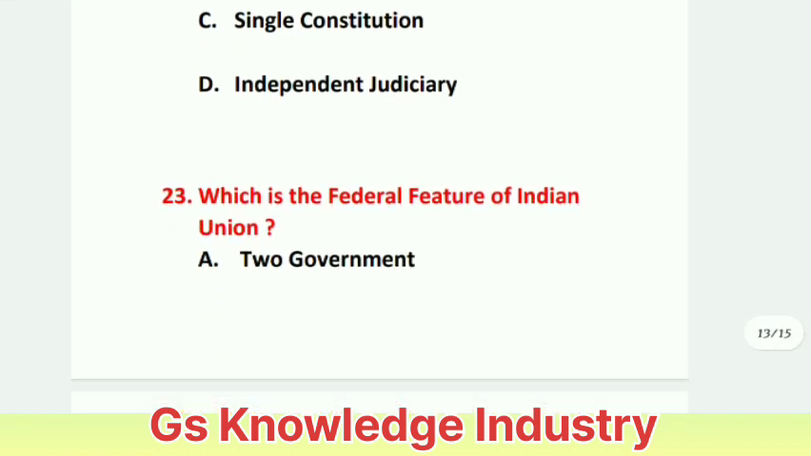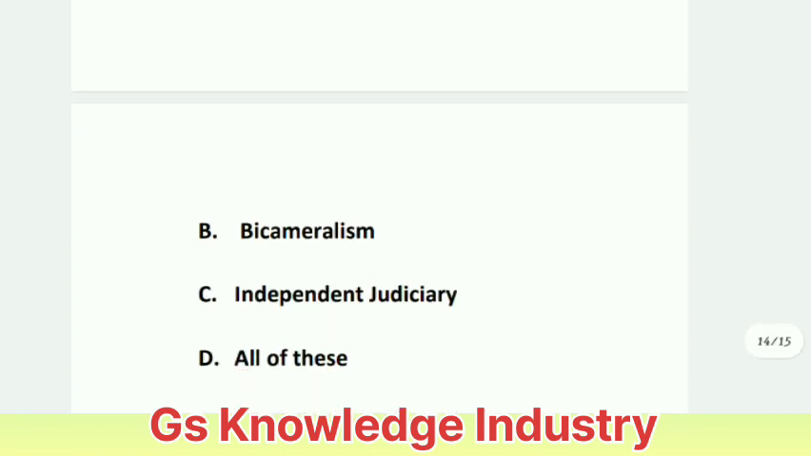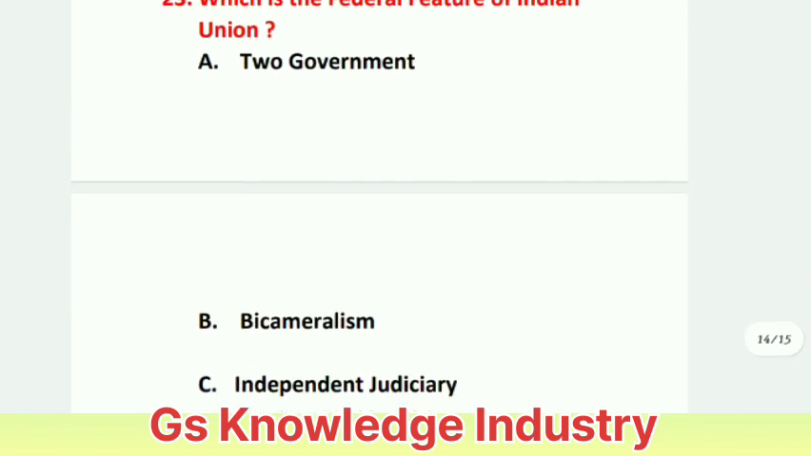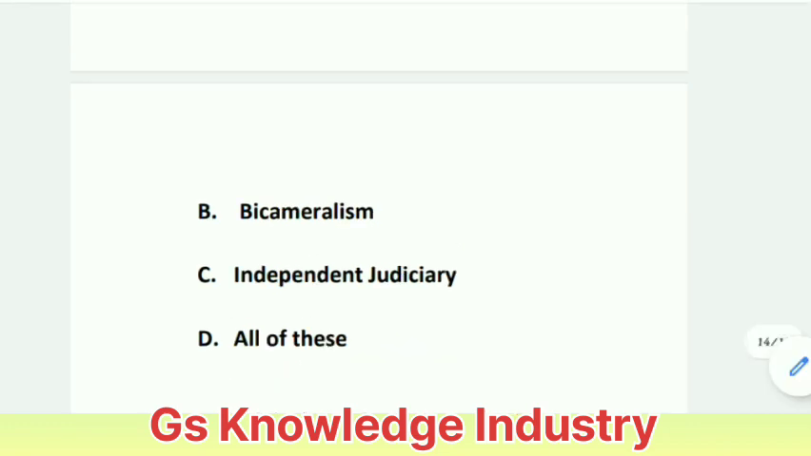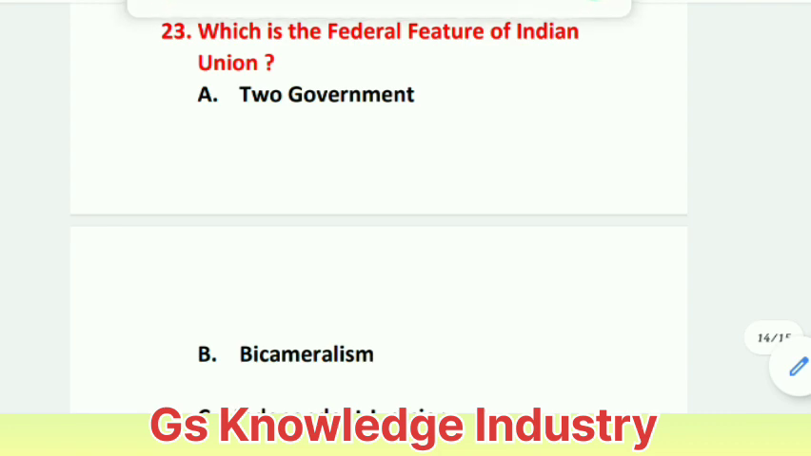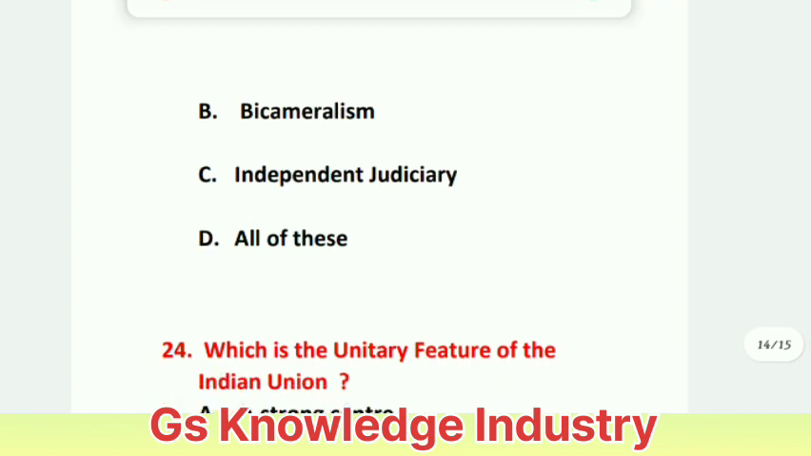23 number question. Which is the federal feature of the Indian Union? Option A, two governments. Option B, bicameralism. Option C, independent judiciary. Option D, all of these. Here the right answer is option D, all of these. Two governments, bicameralism, and independent judiciary, all of these are correct answers, right?